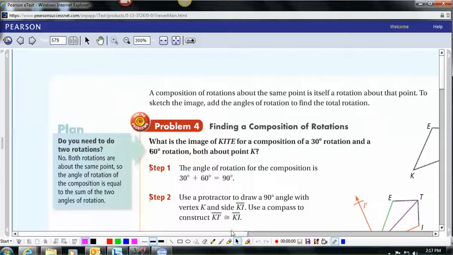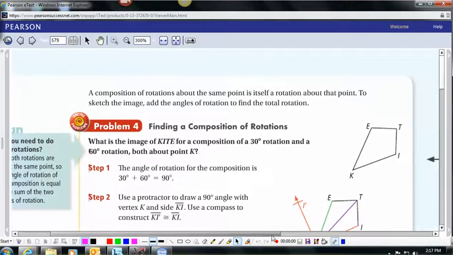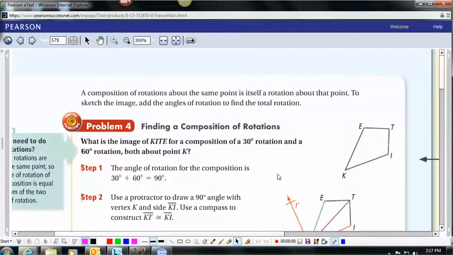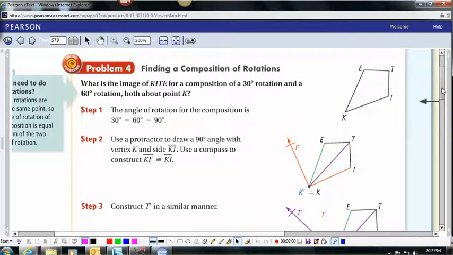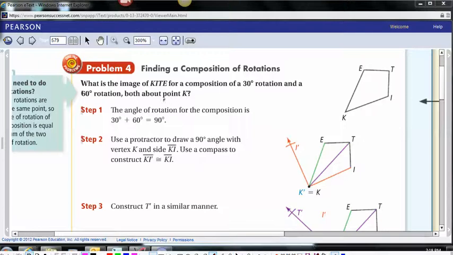All right, look over here at problem 4 on page 579. This is the same concept as when you were moving something last week twice. Now you're going to rotate it twice. It's a composition. It's a 30-degree rotation and a 60-degree rotation. So what's the total rotation going to be here? 90 degrees. And what's your center of rotation? K.